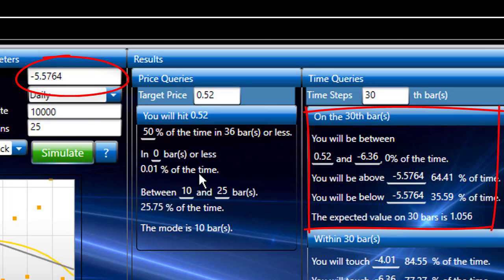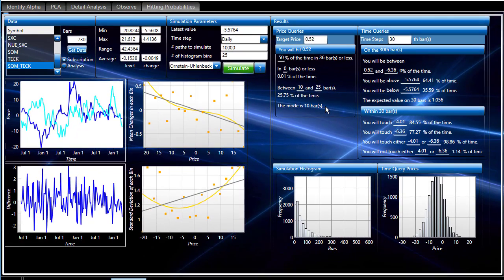On the other hand, it's saying that we'll be there half the time in 36 days. The mode, however, being 10. Okay, so 10, that's really interesting, right? So basically it's saying that if it's going to get there strongly, it's going to get there really quickly. And if it doesn't, we just take a look at it and maybe decide to roll this one out and put on a different trade. So, but overall, I like that picture a lot. I'm going to go ahead and make this a recommendation.